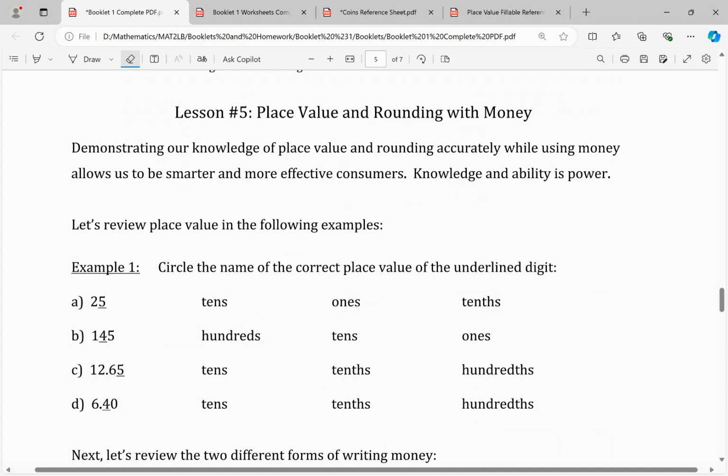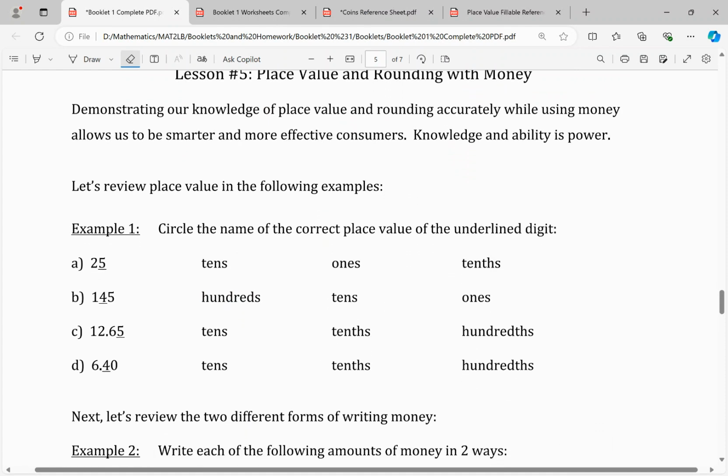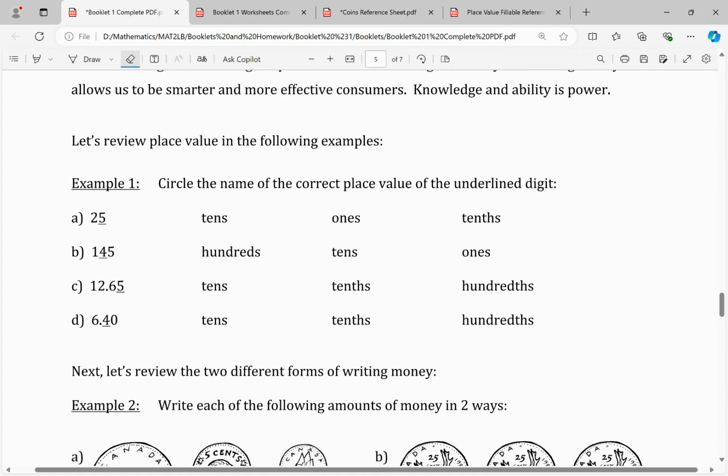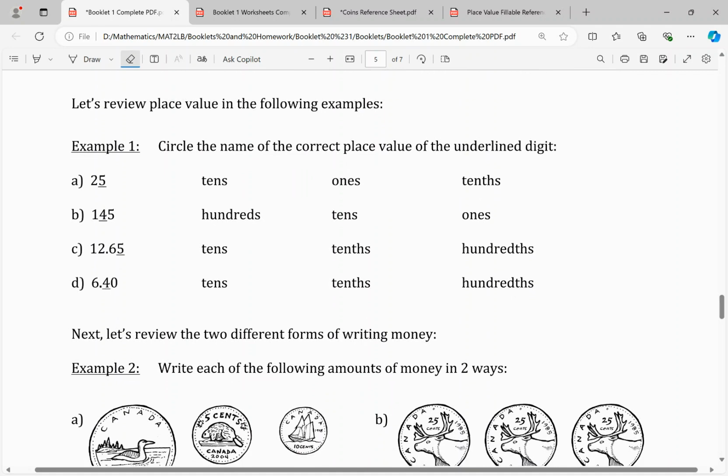Now, lesson 5, place value and rounding with money. Demonstrating our knowledge of place value and rounding accurately while using money allows us to be smarter and more effective customers. Knowledge and ability is power. So before we start, we're going to review the different place values.